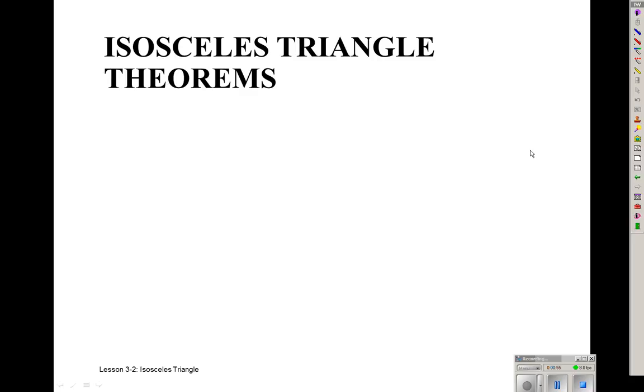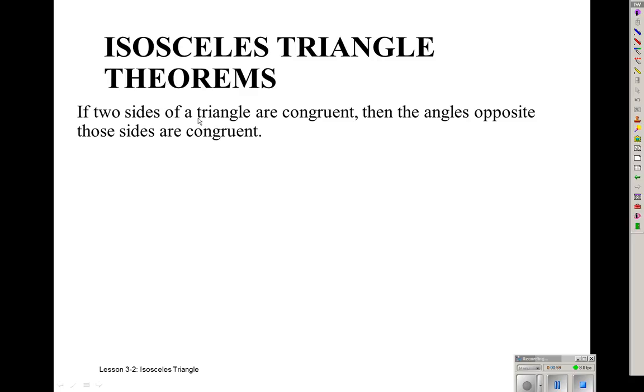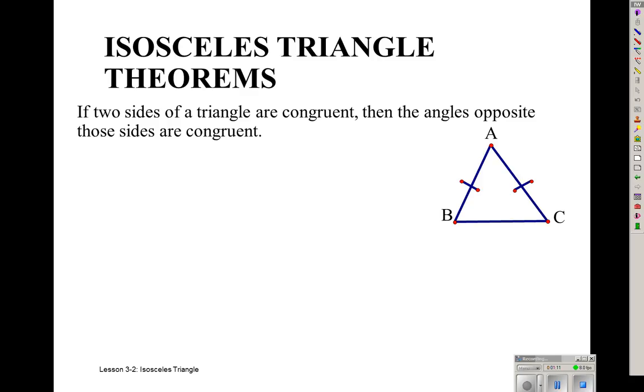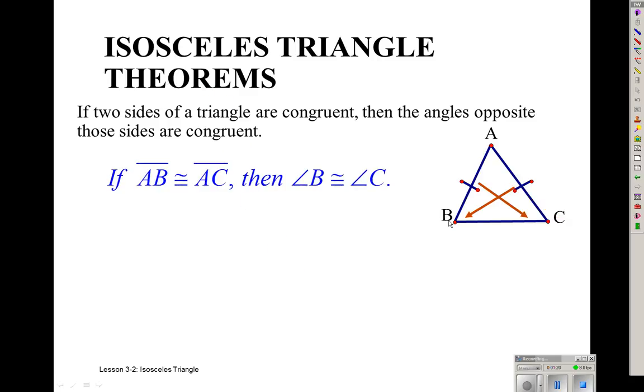So you have two different isosceles triangle theorems. One says that if two sides of a triangle are congruent, then the angles opposite those sides are also congruent. So if you have this triangle with two congruent sides, draw across from the congruent sides, and those two angles are also congruent. So if segment AB is congruent to segment AC, then angle B is congruent to angle C.